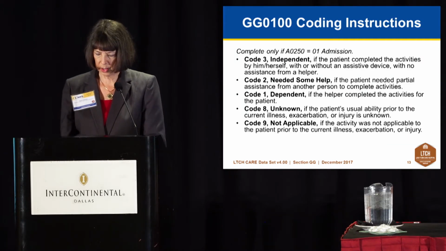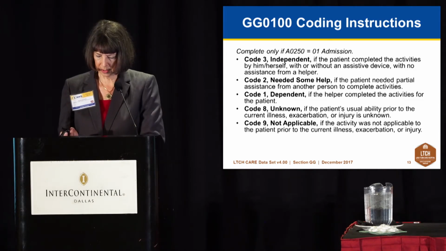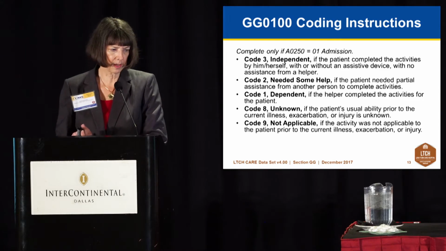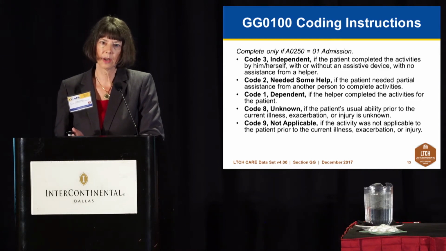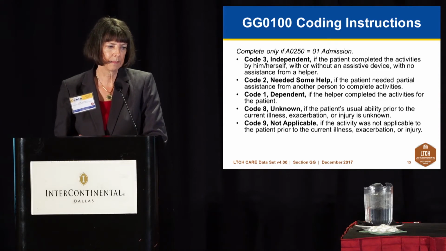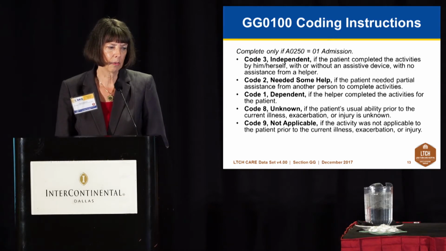And here are your coding instructions for this specific item. You'll select between the following codes, and notice that for this item, GG0100, there are specific codes. Code 3 is for independent, if the patient completed the activities by him or herself with or without an assistive device, with no assistance from a helper. Code 2 is needed some help if the patient needed partial assistance from another person to complete activities. And code 1 is dependent if the helper completed the activities.